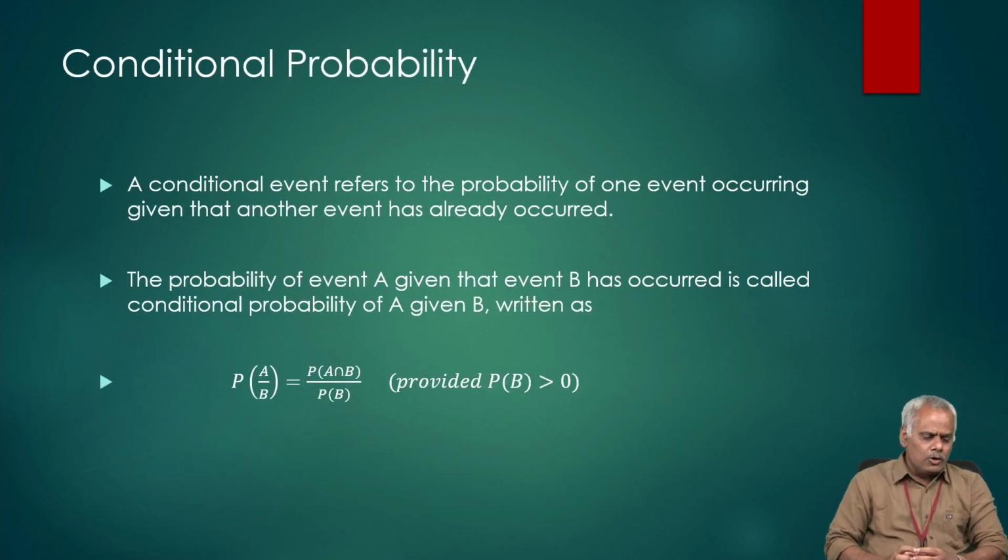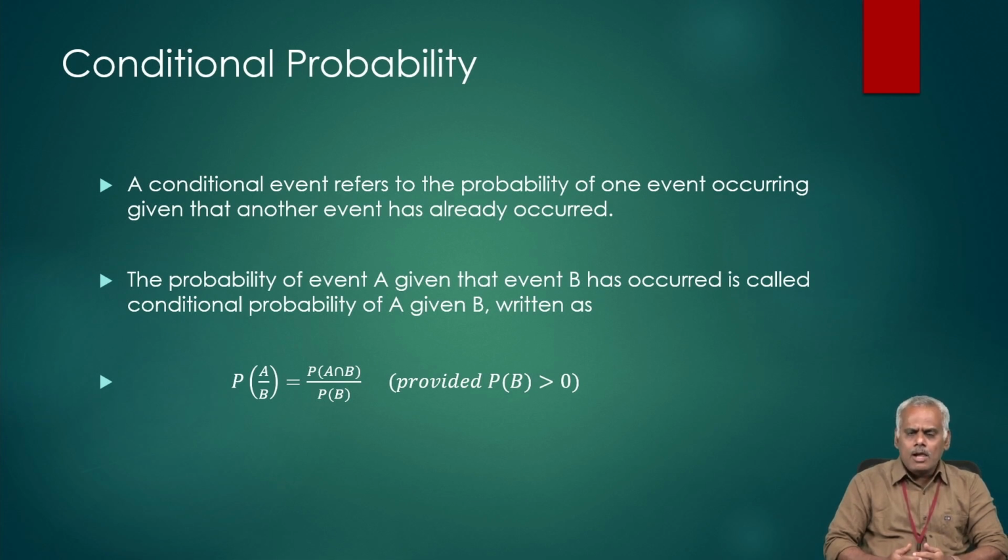Now, conditional probability. Sometimes we want to find the probability of one event given that another has already happened. This is called conditional probability. So what is conditional probability? One event happens after the happening of another. A conditional event refers to the probability of one event occurring given that another event has already occurred. So conditional probability is also known as probability on reduced sample.